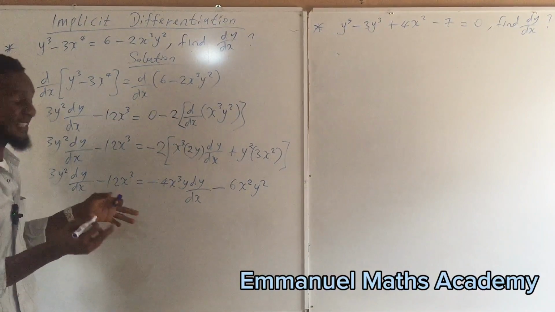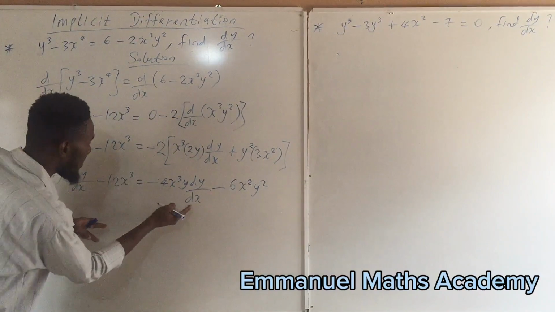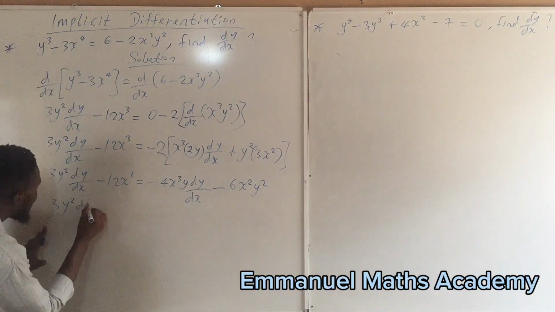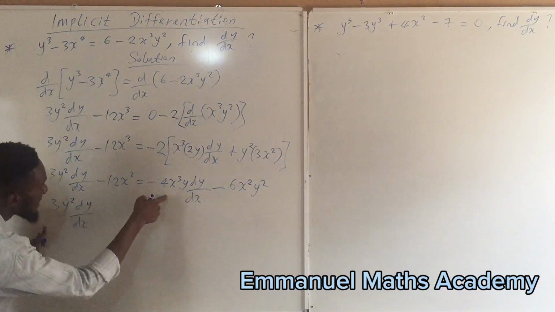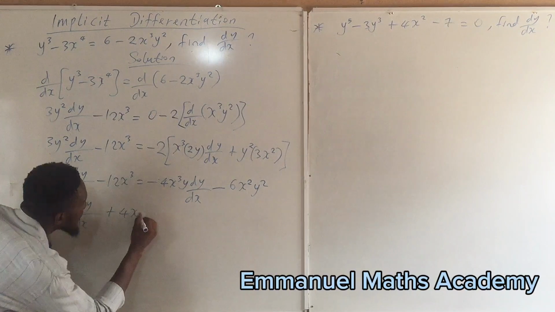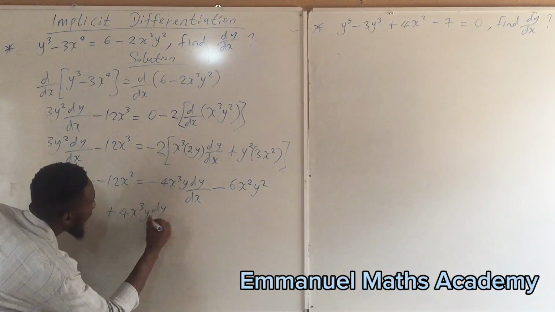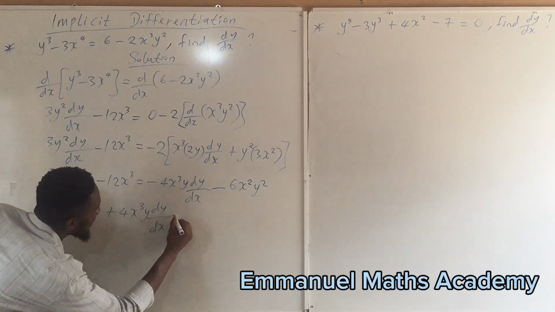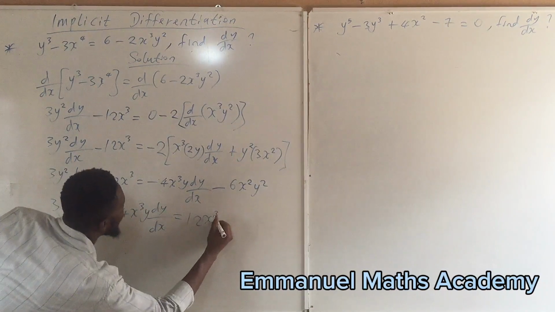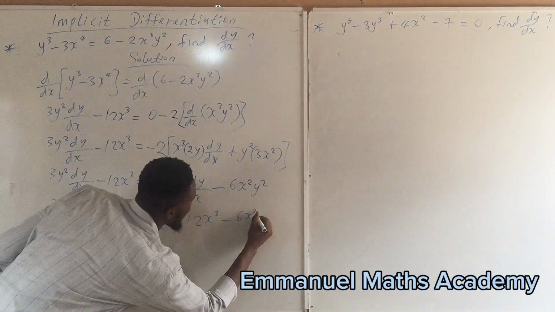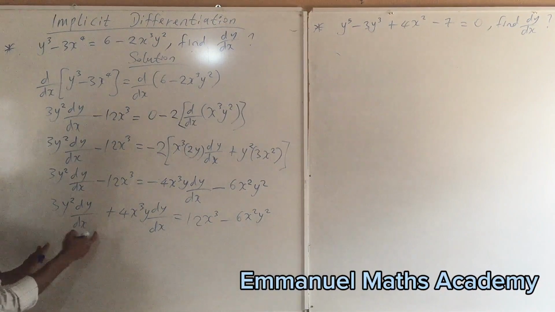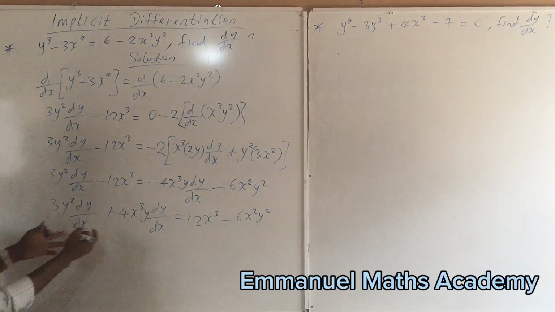Then what do you do? You collect like terms. This one will come to this side. You now have 3y power 2 dy dx plus 4x power 3 y dy dx equal to, this will come to this side, 12x power 3 minus 6x power 2 y power 2. You have dy dx here, you have dy dx here. Do what? You factor it out.